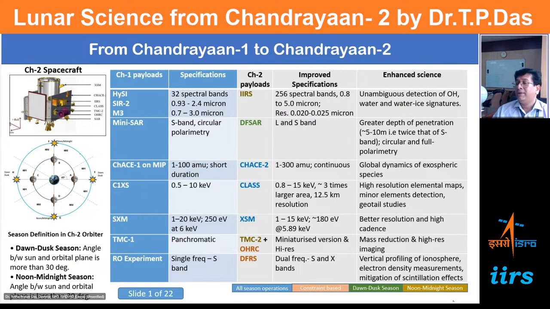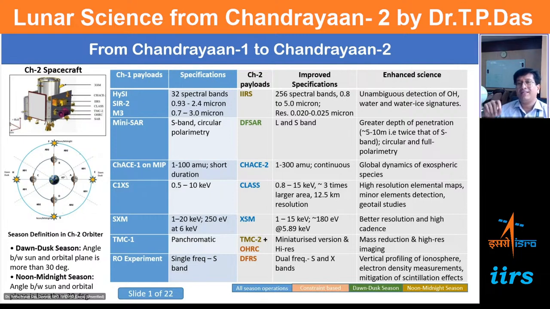And then there are some instruments which ought to be operated for the dawn-dusk season, like DFSAR, or there are some instruments which are for the noon-midnight season, IIRS and TMC2. So like this, there are different instruments which are to be operated at different seasons, or when the opportunity comes for the particular observation which you wish to do.